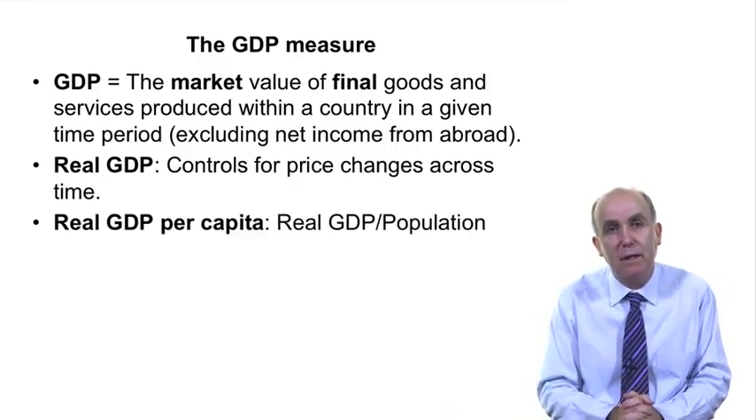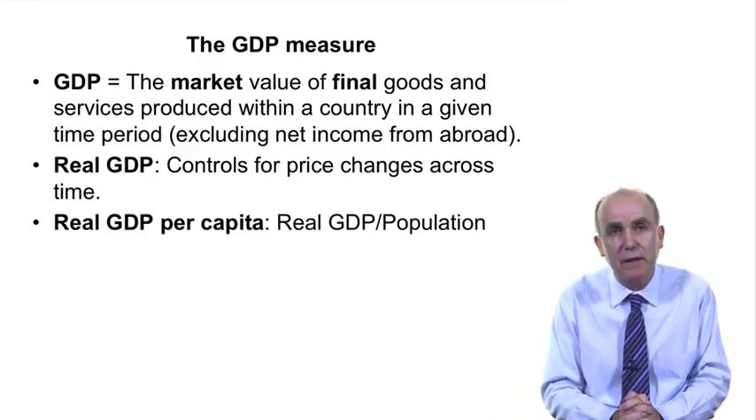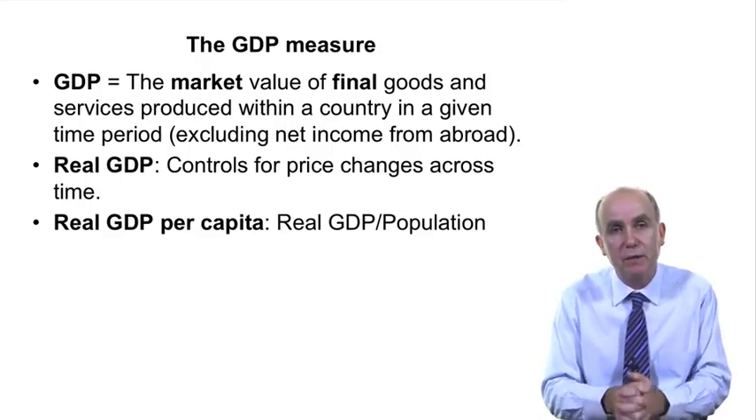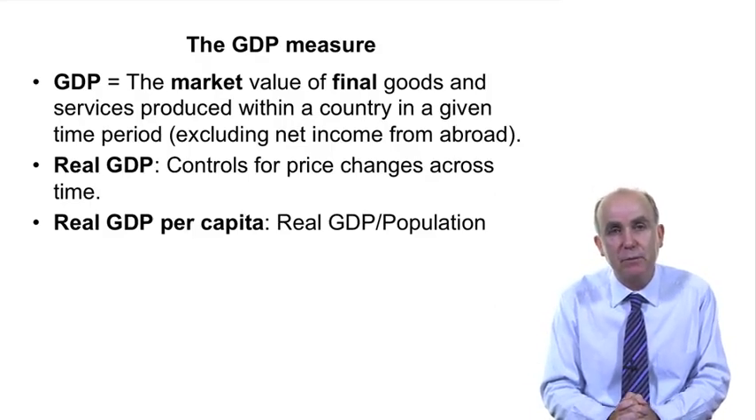When we think about economic development and living standards, usually we're thinking in terms of the amount of resources available to each member of the population in a country. And so when we talk about living standards, usually we talk about a measure that's called real GDP per capita. It's equal to real GDP divided by population.